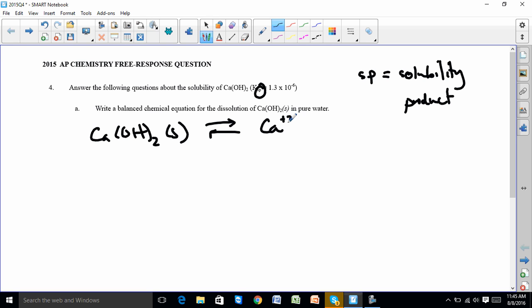So this dissociates into calcium ions and hydroxide ions. I like to use the words calcium hydroxide turns into calcium ions and hydroxide ions, and because of this 2 here, we need a 2 there, and that's the answer for A.